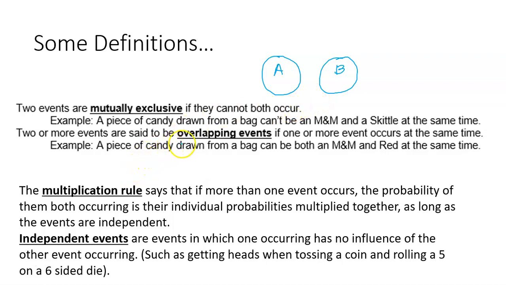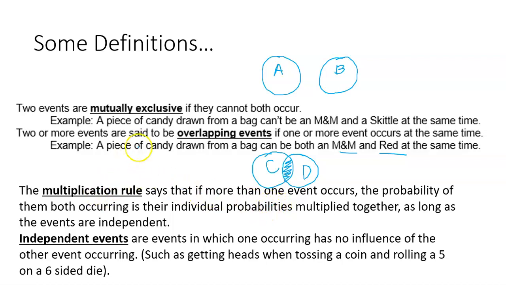Two or more events are said to be overlapping events if one or more events occur at the same time. So on this one, we're going to have some overlap. Let's say event C is drawing out an M&M and event D is drawing out a red piece of candy. This overlap right here would be candies that are both red and an M&M. So that's called overlapping events.